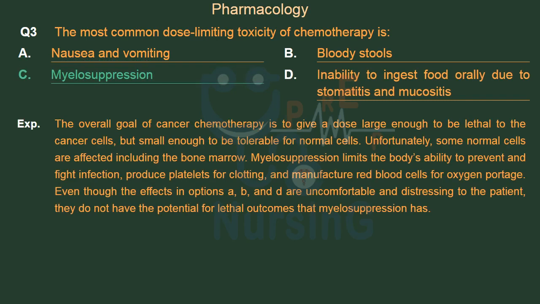Myelosuppression. The overall goal of cancer chemotherapy is to give a dose large enough to be lethal to the cancer cells, but small enough to be tolerable for normal cells. Unfortunately, some normal cells are affected, including the bone marrow. Myelosuppression limits the body's ability to prevent and fight infection, produce platelets for clotting, and manufacture red blood cells for oxygen portage. Even though the effects in options A, B, and D are uncomfortable and distressing to the patient, they do not have the potential for lethal outcomes that myelosuppression has.